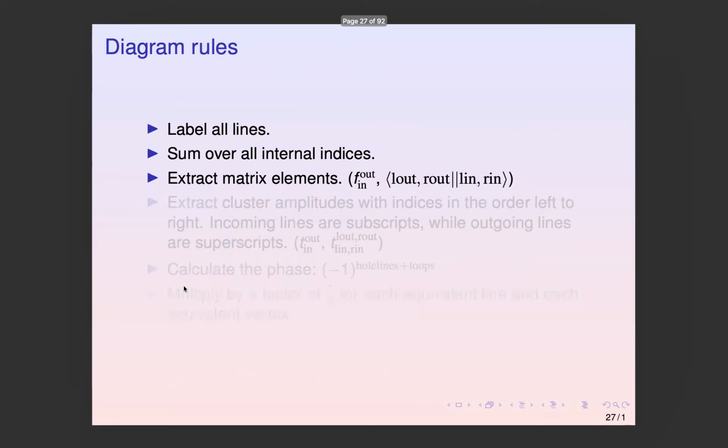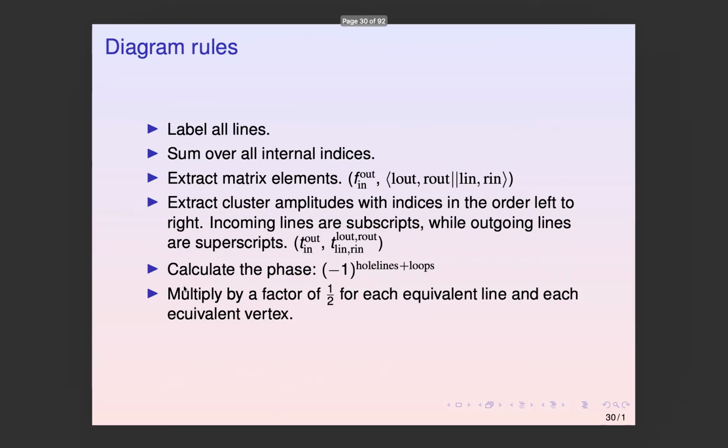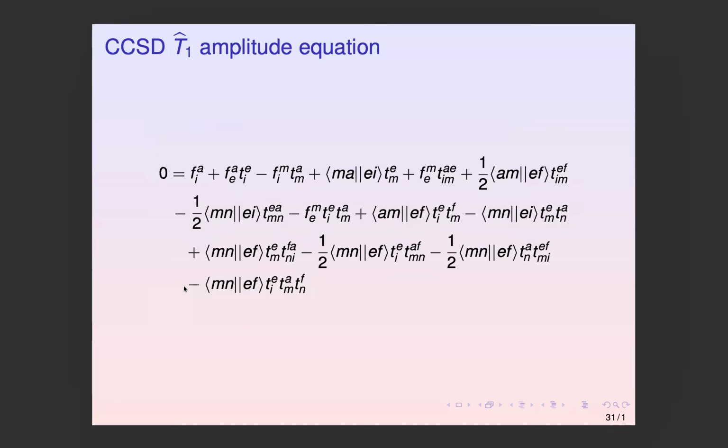And then again, the diagram rules are exactly the same as before, as we have seen them, except that now we don't need to deal with energy denominators because they are baked into the amplitudes. So just keep in mind that the amplitudes are dimensionless. And this is what the equations are going to look like for the T1 amplitudes, when you then take the diagram rules and you set up the equations.